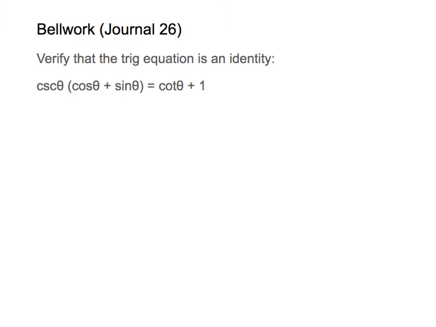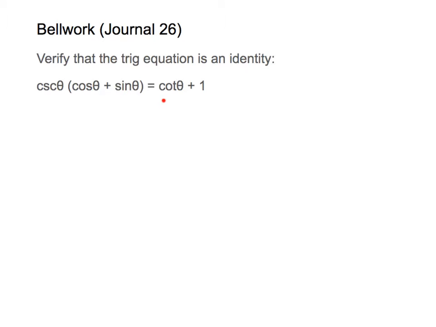Alright, so we're on journal 26 here, and it's asking you to verify the trig equation if it is an identity. So we're just checking, is this left-hand side equal to the right-hand side? We always start with the left-hand side and try to manipulate it using the identities that we know to make it look like the right-hand side.